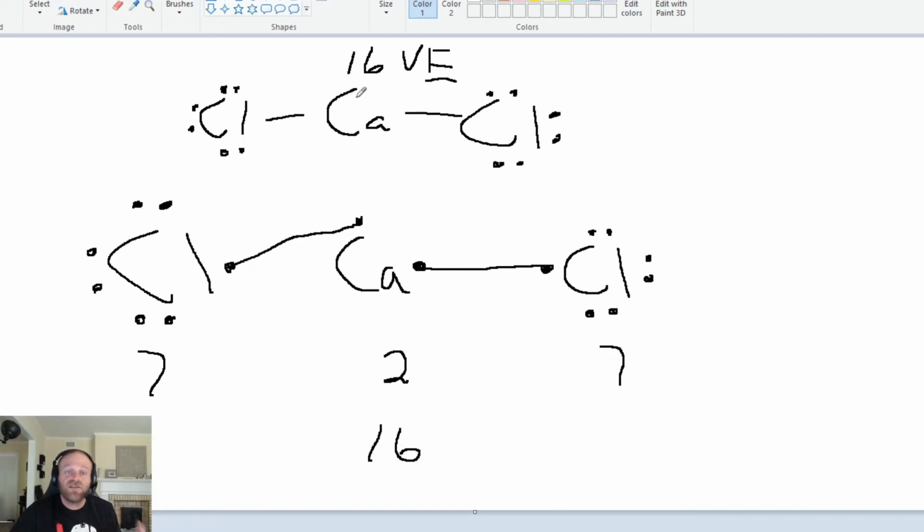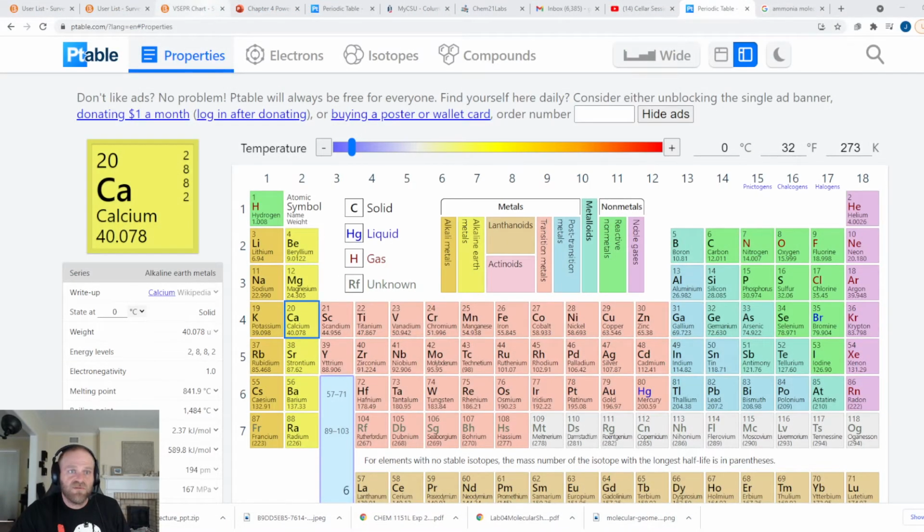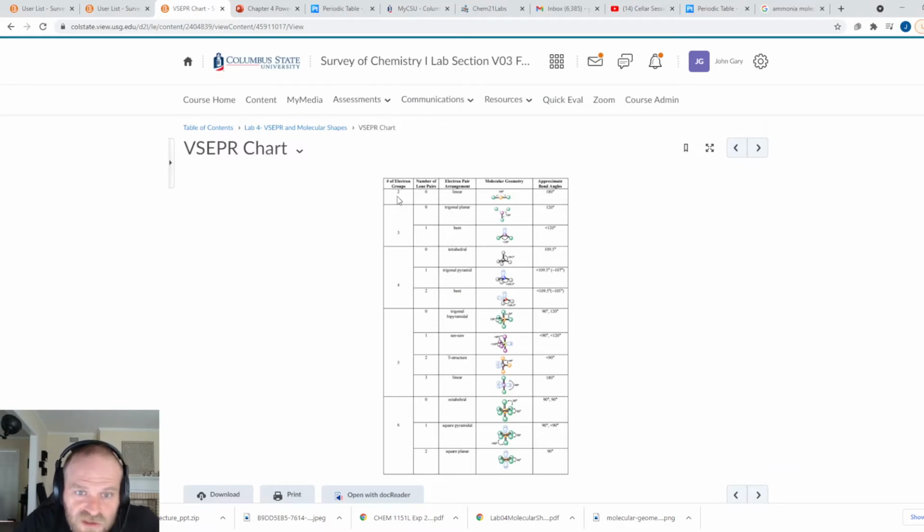Now I'm going to use that chart to identify what the shape is. Calcium's my center atom. I have 2 electron groups beside it, right? There's no lone pairs. All I have are the 2 bonds. So that's 2 electron groups, 0 lone pairs. Let me go back to my chart. 2 electron groups, 0 lone pairs. The molecule is linear. The angle is 180, right?